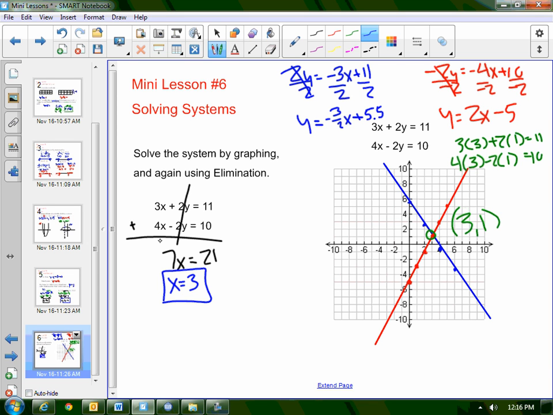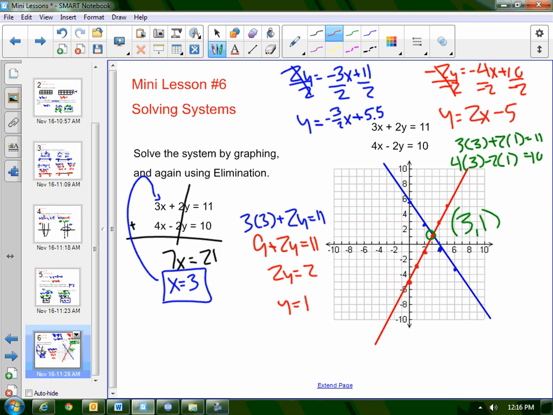So x is 3, and it doesn't matter which equation you plug that back into to get y. I'll plug it in the top one. 3 times 3 plus 2y equals 11, and then I can solve this equation for y. 9 plus 2y equals 11. Subtract 9 on both sides. 2y equals 2, which means y equals 1. And that's it for the mini lessons.